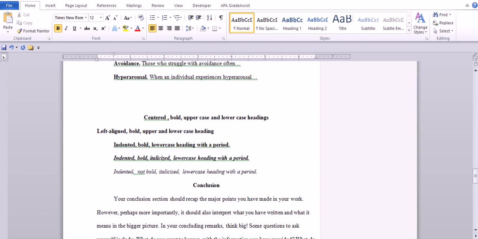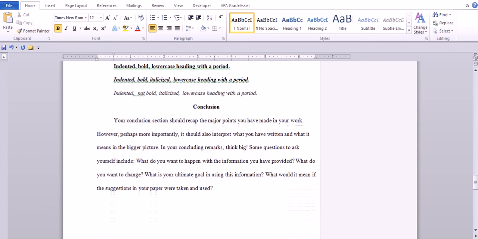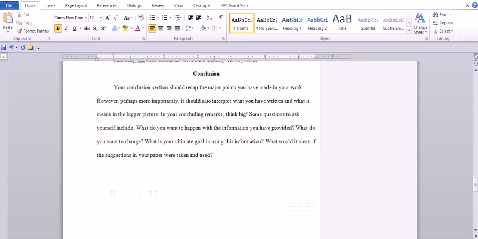Then when you get to the end of your paper, you always want to put conclusion and make that a main heading, so that would be centered in bold type. Your conclusion, of course, should recap the major points you've made and review. You do not want to add any new information in your conclusion, because that will confuse the issue. The conclusion is merely to recap.